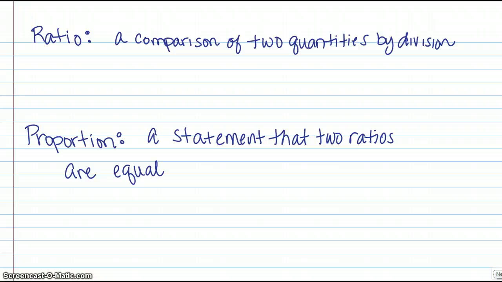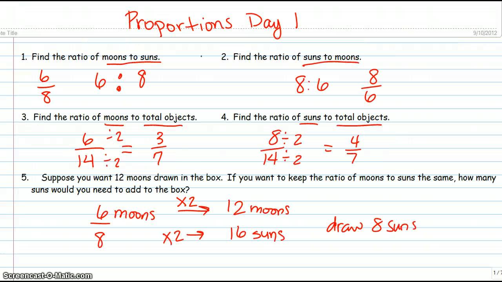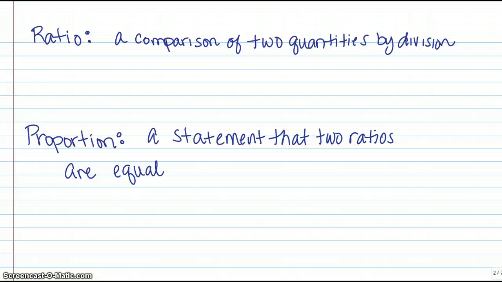Alright, so a ratio is a comparison of two quantities by division. And a proportion is a statement that two ratios are equal. So when I did this last step here, when I said that 6/14 was equal to 3/7, that is a proportion. That is two ratios that are actually equal to each other.